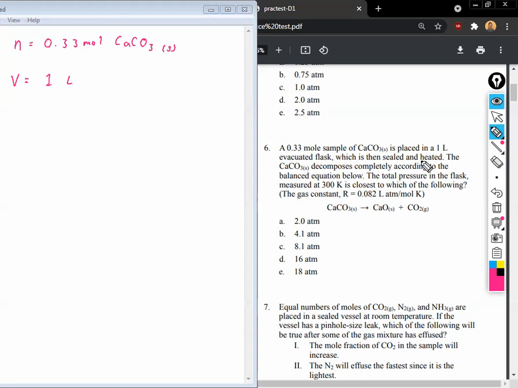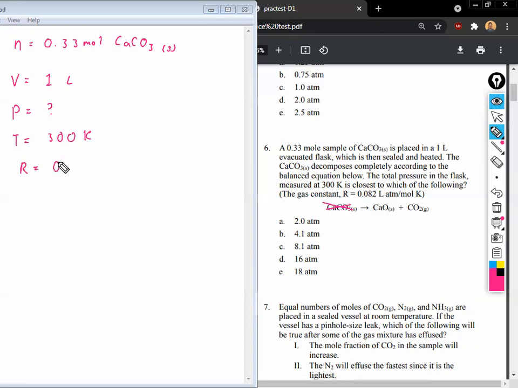So we're not getting gas coming in, gas going out. It decomposes completely according to this balanced equation. And so that means at the end of the equation, we don't have any more of the solid. We only have a CaO solid and CO2 gas. Okay, the total pressure of the flask is what we are looking for. So we're looking for the pressure of the flask at the very end. And the temperature is equal to 300 Kelvin.